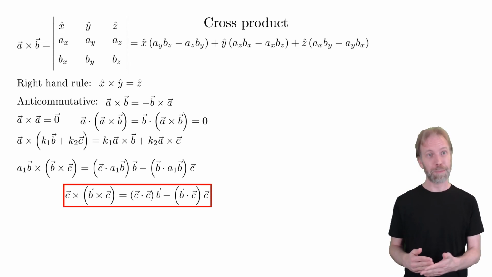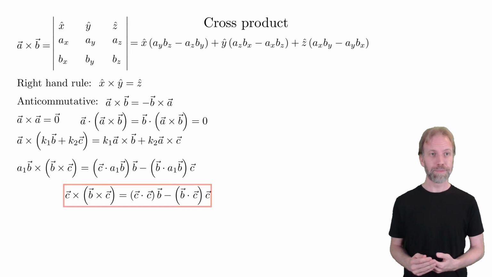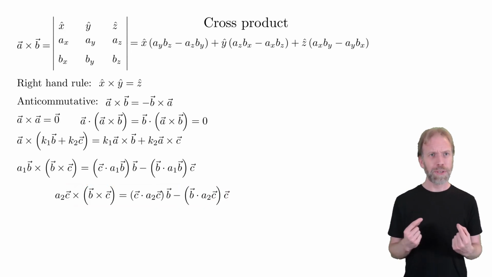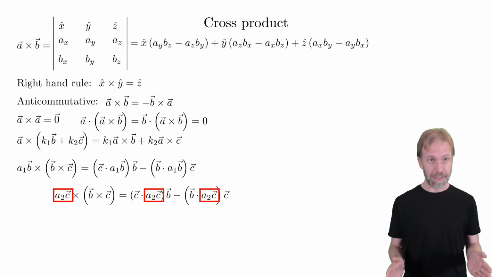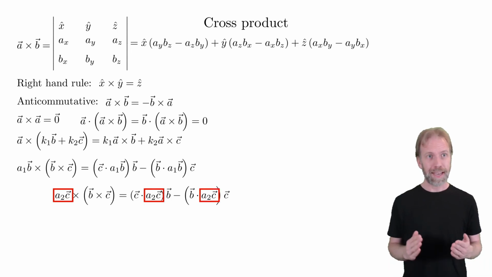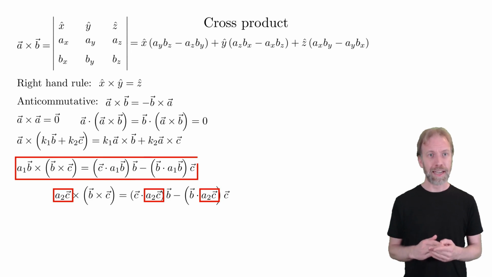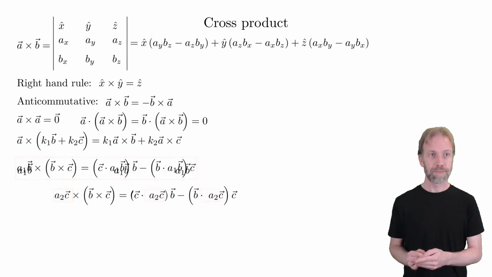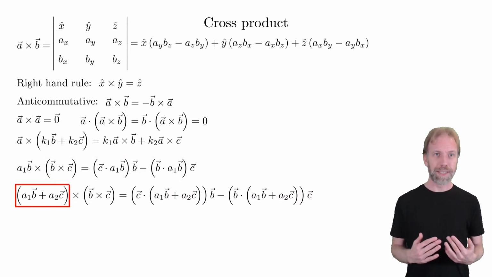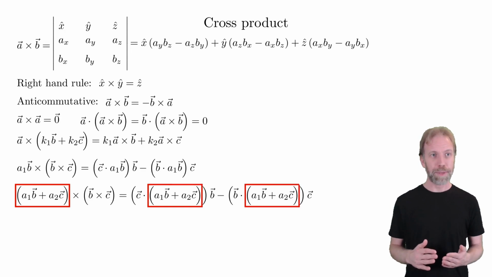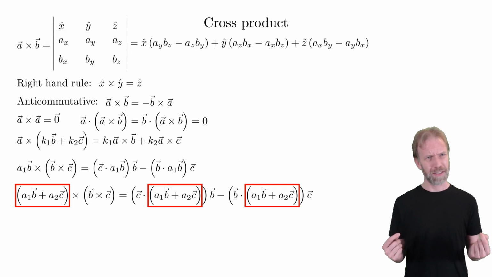Do the same and multiply by a2. Note that the only difference between the two equations are the terms where the constant appears. Hence, we can use linearity and add the two lines together. Now, we have an expression for the cross product of a1b plus a2c with b cross c. But what does this mean?